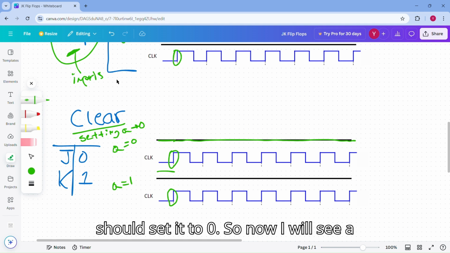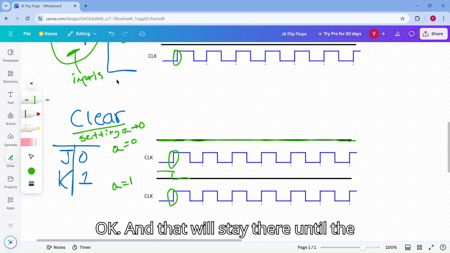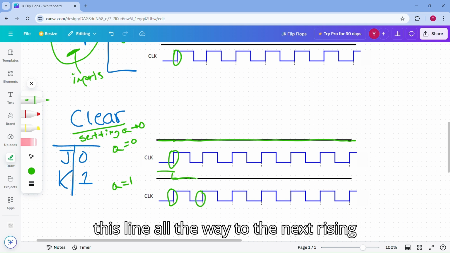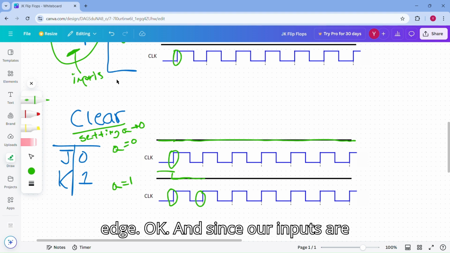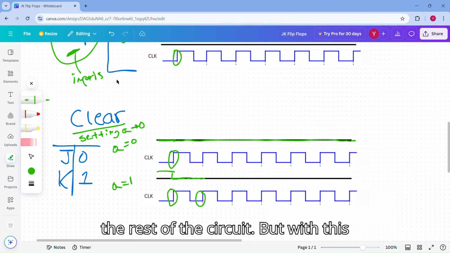So now I will see a change, okay? This 1 goes to 0, okay? And that will stay there until the next rising edge. So I'm going to draw this line all the way to the next rising edge, okay? And since our inputs are constant, it's going to stay the same for the rest of the circuit.